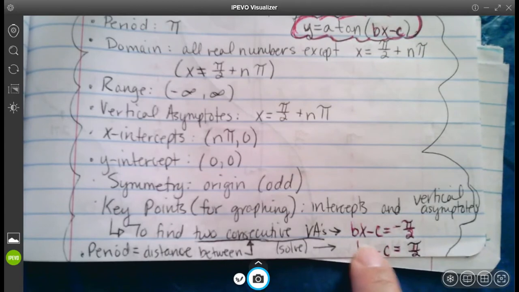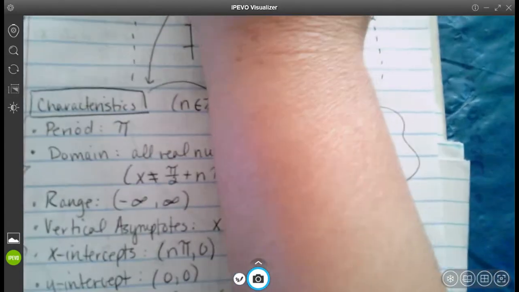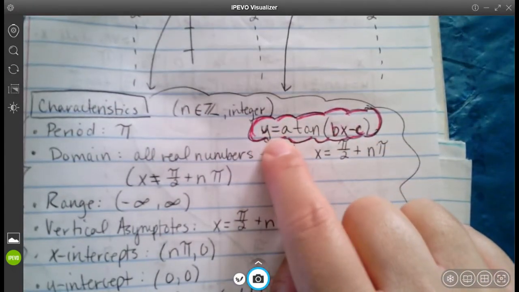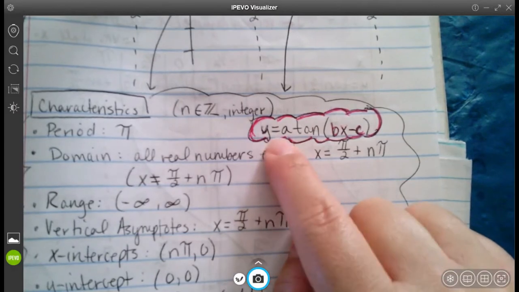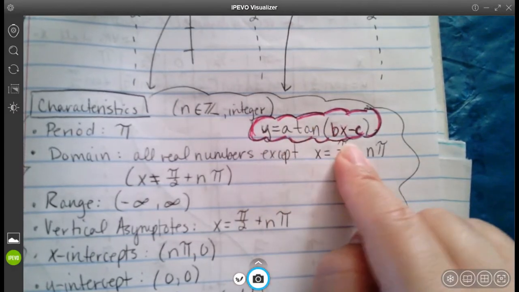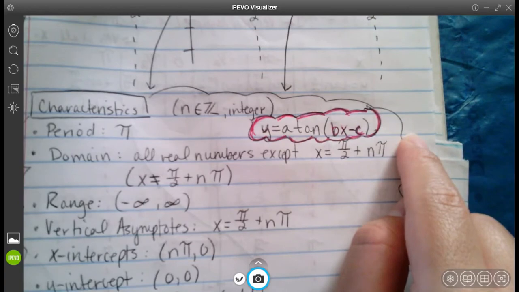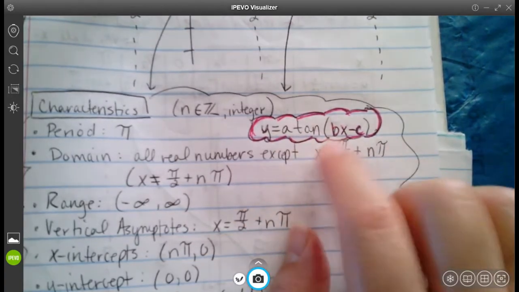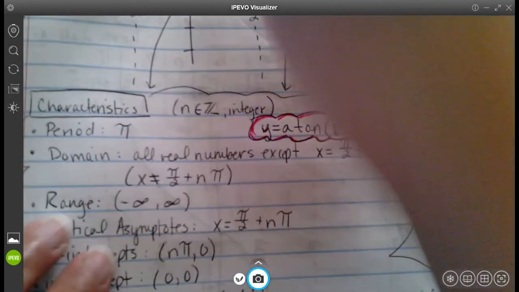To show you where this is coming from, we have our general form here for a tangent function, y equals a tangent of bx minus c. We could add a plus d at the end if we wanted to, but we're going to focus mostly on this form for this set of notes.